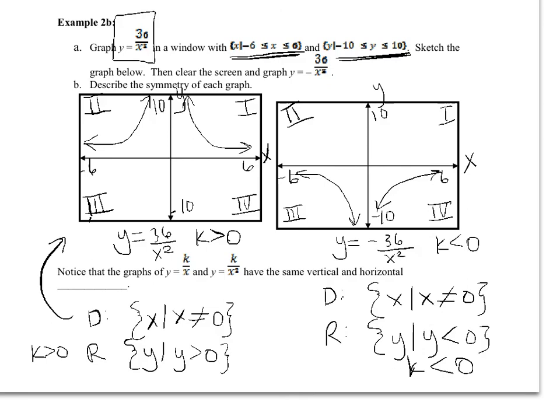Notice that the graphs of y equals k divided by x and y equals k divided by x squared have the same vertical and horizontal asymptotes. And we talked about asymptotes previously. It's the graph of the line that gets closer and closer and closer to something, but it never quite touches it. And in this case, we said the vertical asymptote is at x equals 0, and the horizontal is at y equals 0.